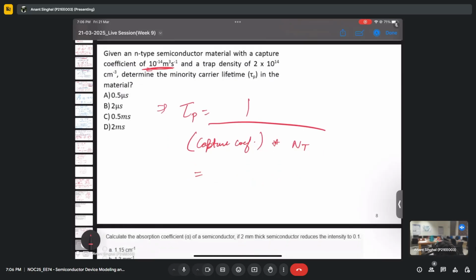So these are our straight questions. It is 1 over capture coefficient, 10 to the power minus 14, again in meter. It is per meter cube, so it is plus 6 in centimeter, and 2 cross 10 to the power 14. So this will get cancelled out. 1 by 2, that is 0.5 microsecond. You need to recheck. I don't know the exact answer, but I think calculation-wise 0.5 microsecond is the correct answer.